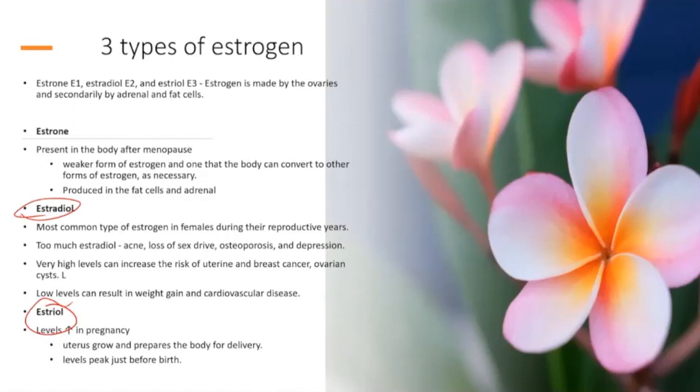All right, so this is the main one that runs through our system during the reproductive years, from the onset of menstruation to the onset of menopause. In menopause, estrone is the main one that's there. It's a weaker form, and it can convert to other forms of estrogen as necessary. It's mainly produced in the adrenals and in the fat cells.